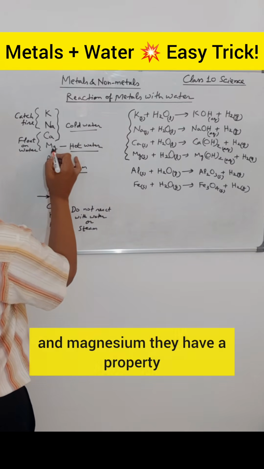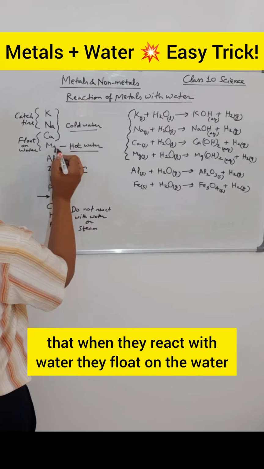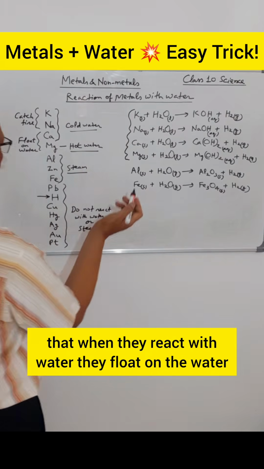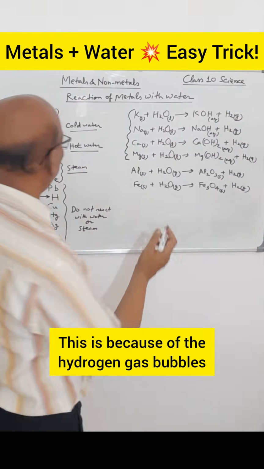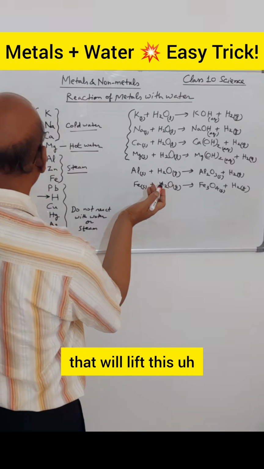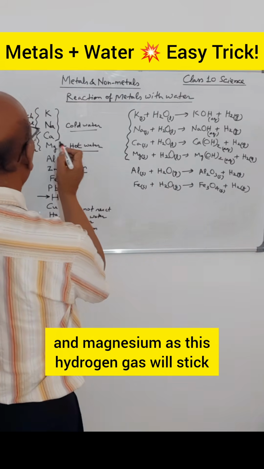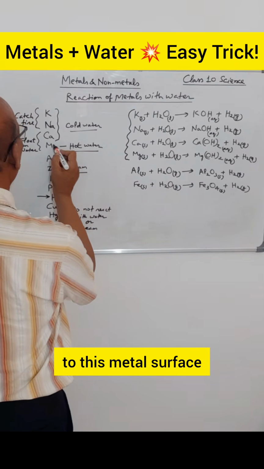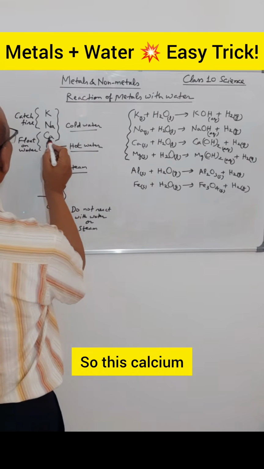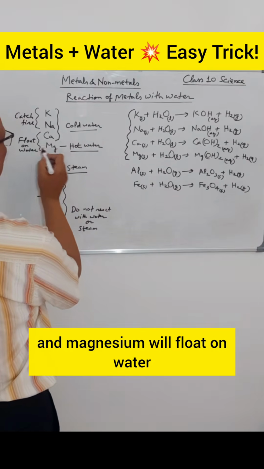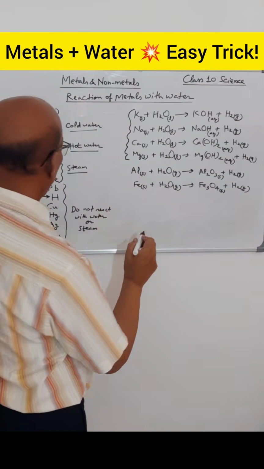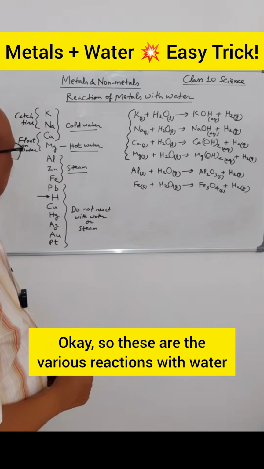And calcium and magnesium have a property that when they react with water, they float on the water. This is because of the hydrogen gas bubbles that will lift these metals, that is calcium and magnesium, as the hydrogen gas will stick to the metal surface and will lift the metals. So calcium and magnesium will float on water when reacted with water. Okay, so these are the various reactions with water.